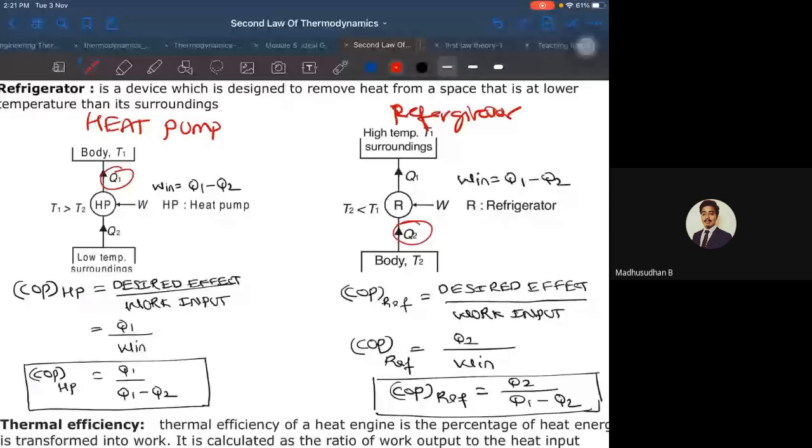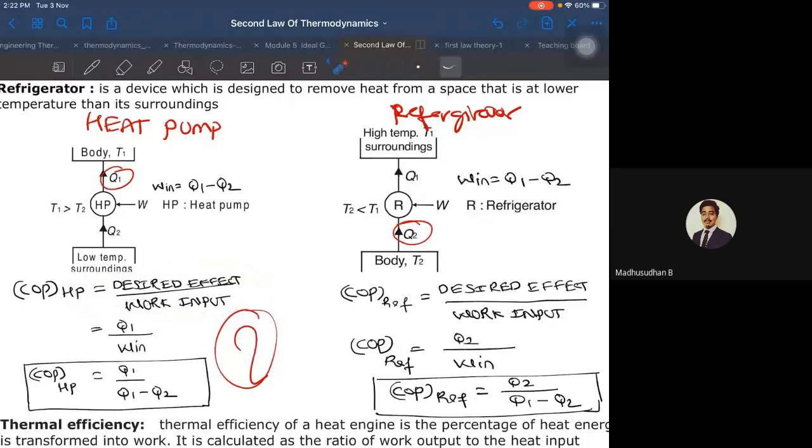Coefficient of performance. You analyze the efficiency of an engine with a parameter known as thermal efficiency, denoted by eta, yes or no? Similarly, the efficiency or the performance of the refrigerator and the heat pump is analyzed through a parameter known as the coefficient of performance, the COP. And this COP is always given by desired effect divided by work input.